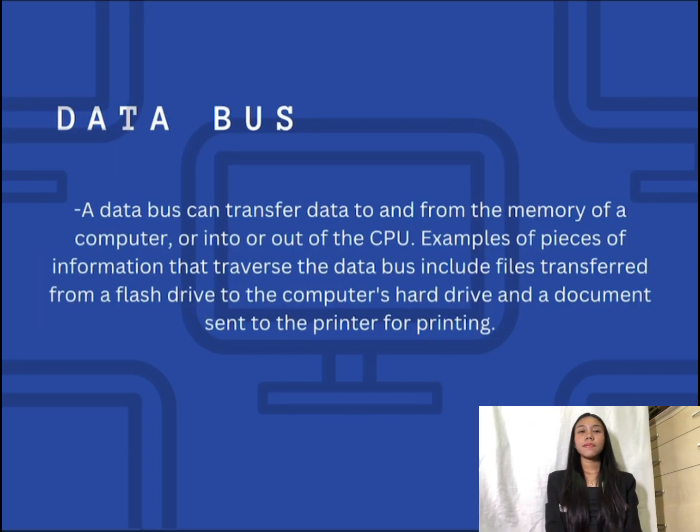Data bus. A data bus can transfer data to and from the memory of a computer, or into or out of the CPU. Examples of pieces of information that traverse the data bus include files transferred from a flash drive to the computer's hard drive and a document sent to the printer for printing. It describes the function of a data bus in a computer system. A data bus is a system within a computer that allows for the transfer of data between different components, such as the computer's memory and the CPU. It can also facilitate data transfer to and from external devices like flash drives and printers.